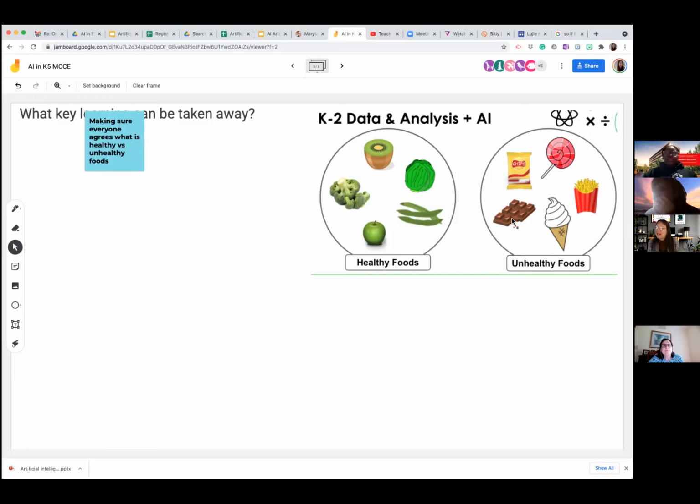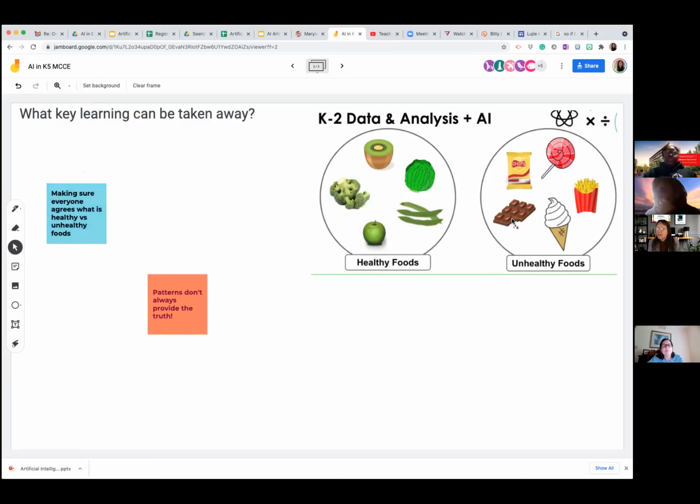So what data you choose to give a computer so that it can make its own conclusions, and maybe are there some things that you can't tell much about just by looking at them? Maybe you need other kinds of information in order to make a decision. Not everything green is healthy. Not everything red or brown is unhealthy. So color cannot necessarily be the basis. Patterns don't always provide the truth. And that is like a key concept in bias and artificial intelligence, right?